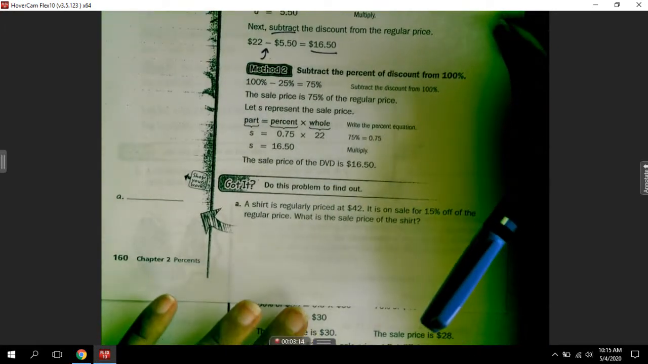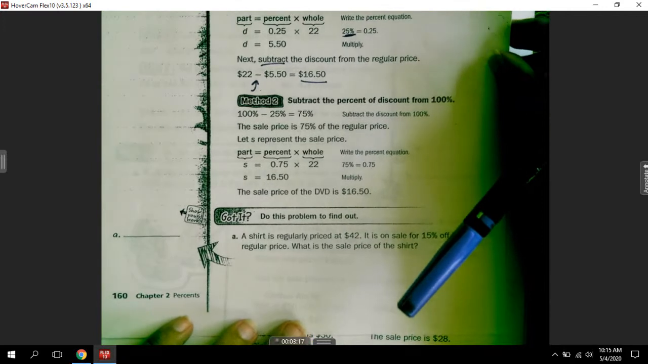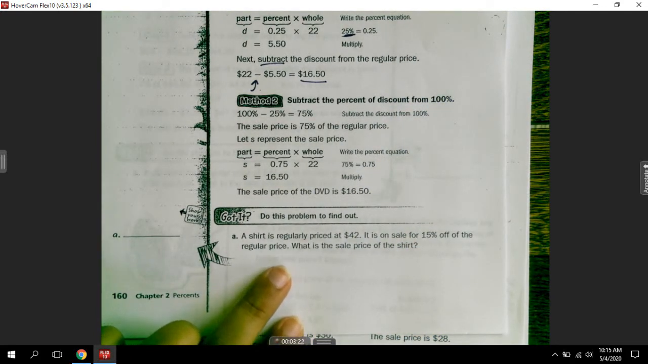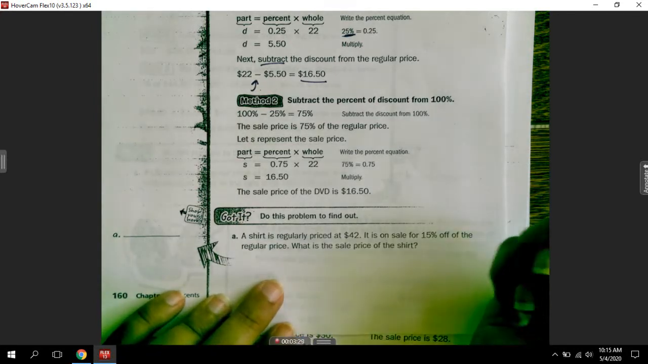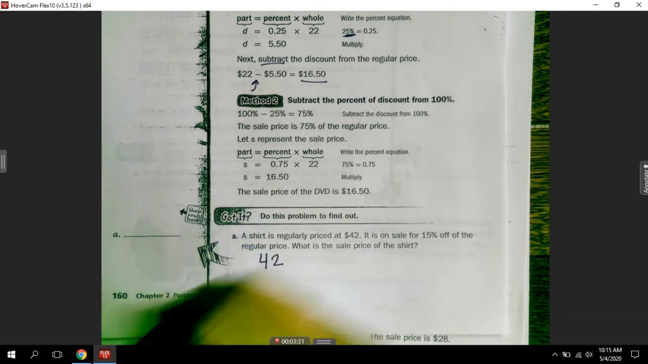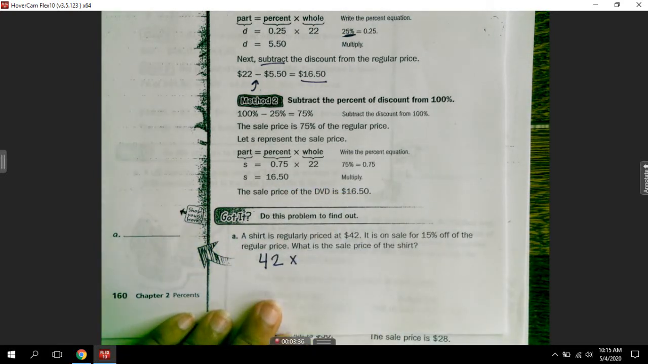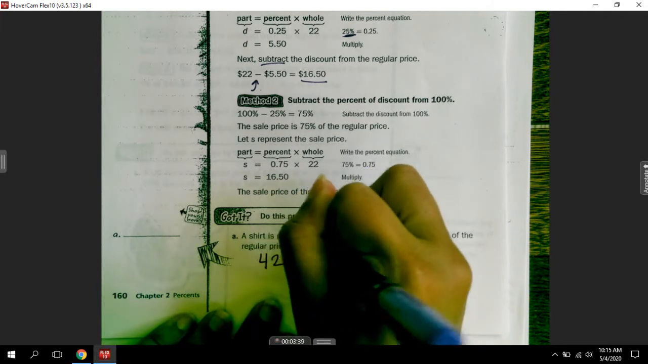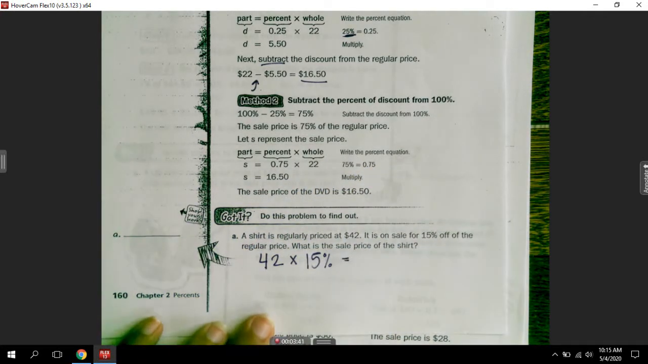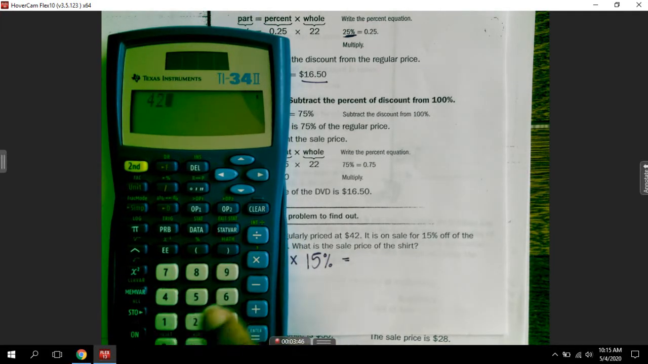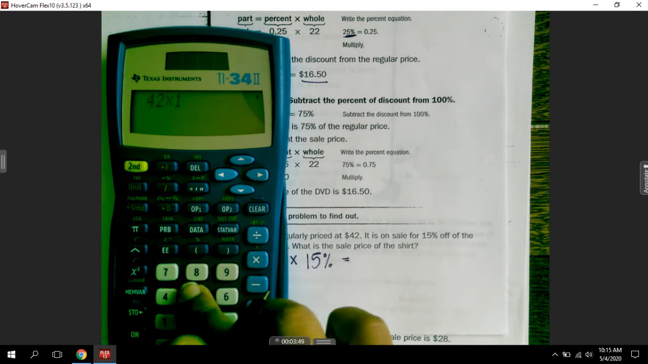Okay, so let's move down. Let's look at example A down here. It says a shirt is regularly priced at $42. It is on sale for 15% off of the regular price. What is the sale price? So again, you want to take that original price of $42. You're going to multiply by however much it's off. So it's 15% off, so I'm multiplying by 15%. Okay. Again, I'm using that percent sign in my calculator. So I've got 42 times 15%.